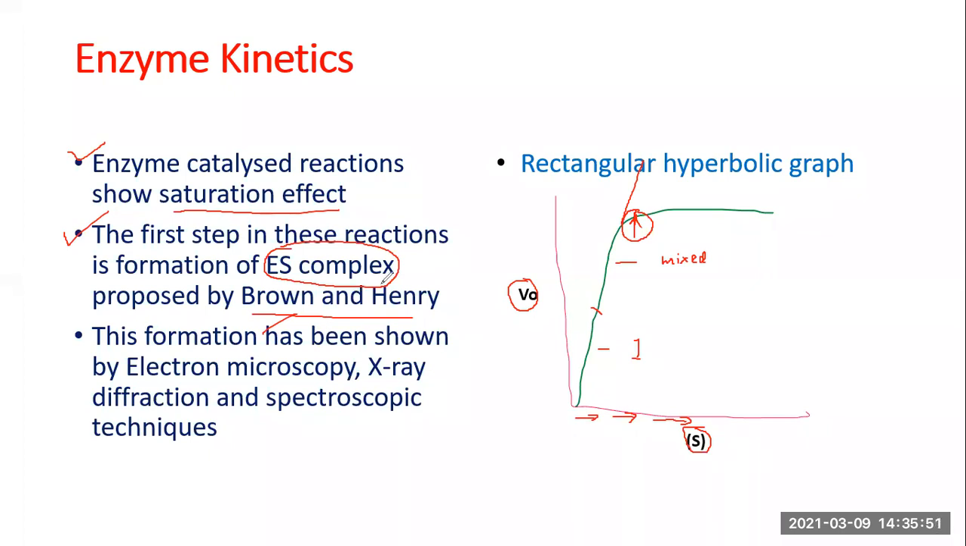Now this hypothesis, this prediction that enzyme catalyzed reactions go through this intermediate stage, was later confirmed, proved by a number of different techniques, for example, electron microscopy, X-ray diffraction, and spectroscopic techniques. All of them showed that yes, enzyme catalyzed reactions go through an intermediate stage, that is, enzyme substrate complex formation.